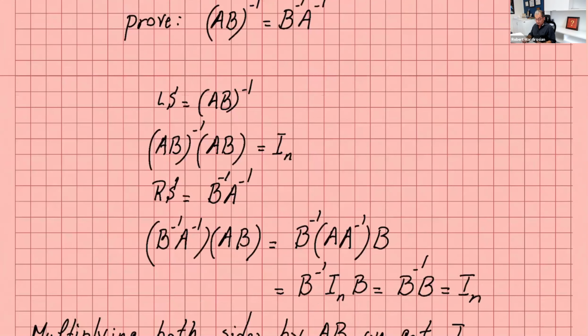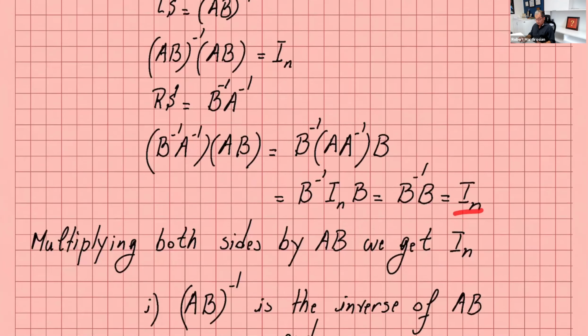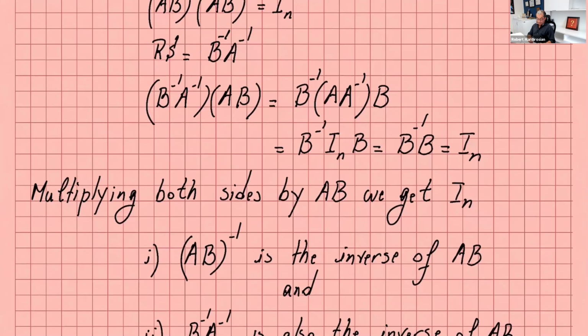Now let's try the right side. The right side is B inverse times A inverse. If you multiply that by AB, we can separate them. So you can say B inverse, and in the middle we can write A times A inverse times B, but we know that A times A inverse is I, and we can take that I n out. We're left with B inverse times B, and that's also I n. Now multiplying both sides by AB, we get I n.